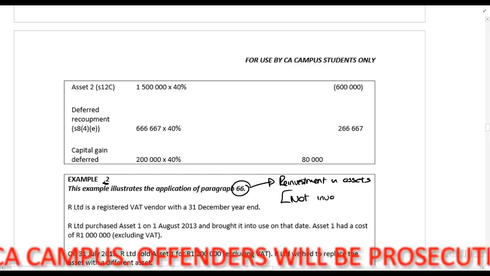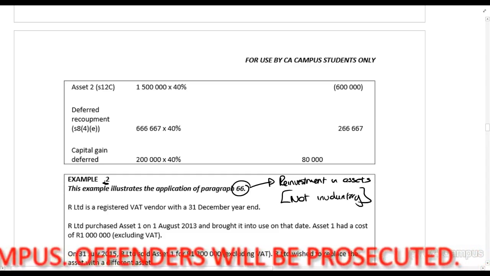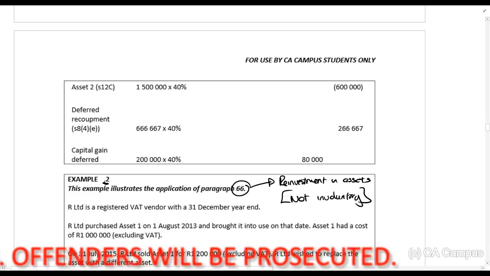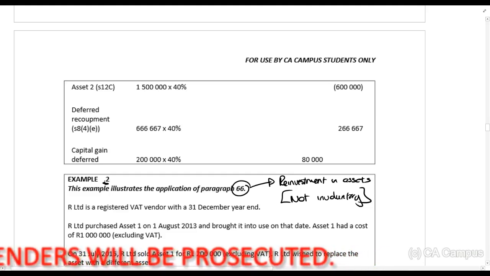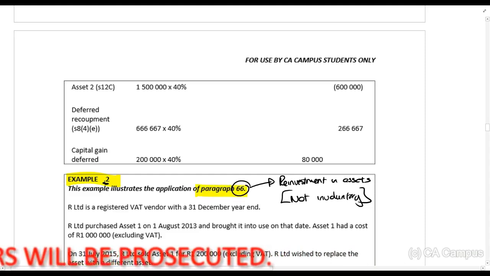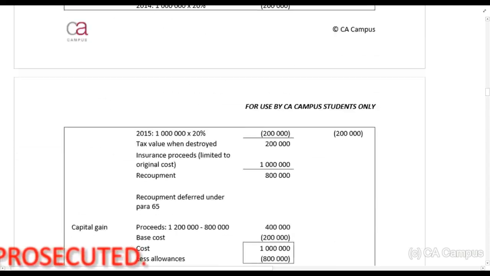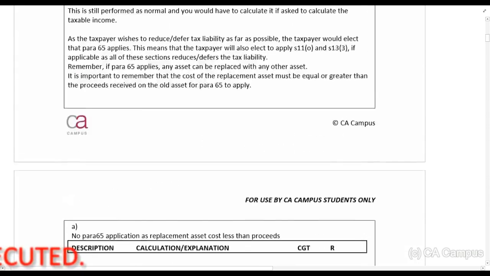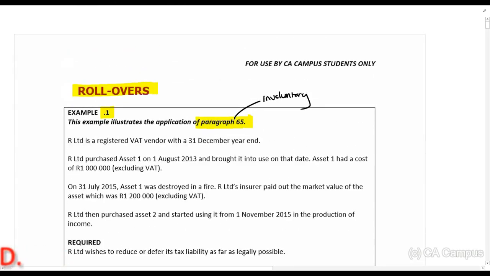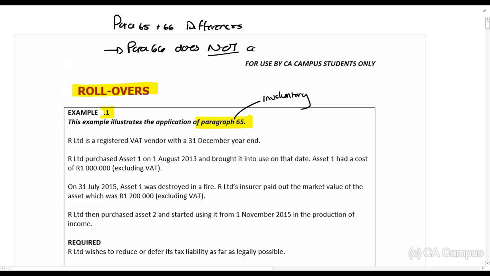not involuntary. Now guys, you'll see I've made a comment to you also that these examples are deliberately kept very similar, example 1 and 2, because I want you to compare paragraph 65 and 66. So you'll see that for the most part they are the same, but where do you need to look out for differences? Right. The biggest difference, the most important one here, is paragraph 66 does not apply to any building.